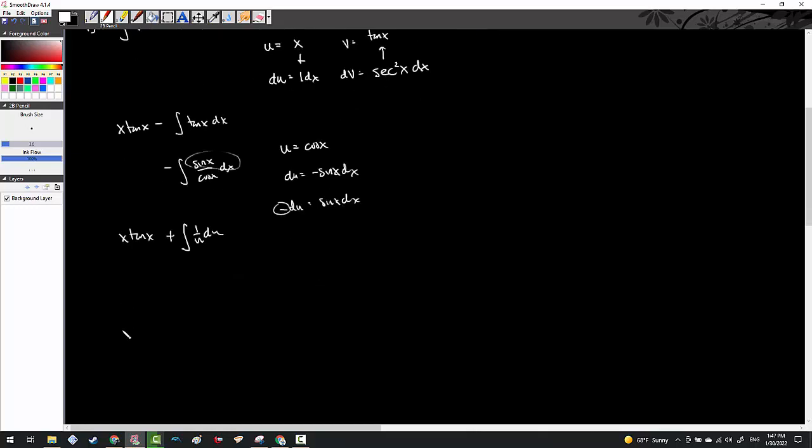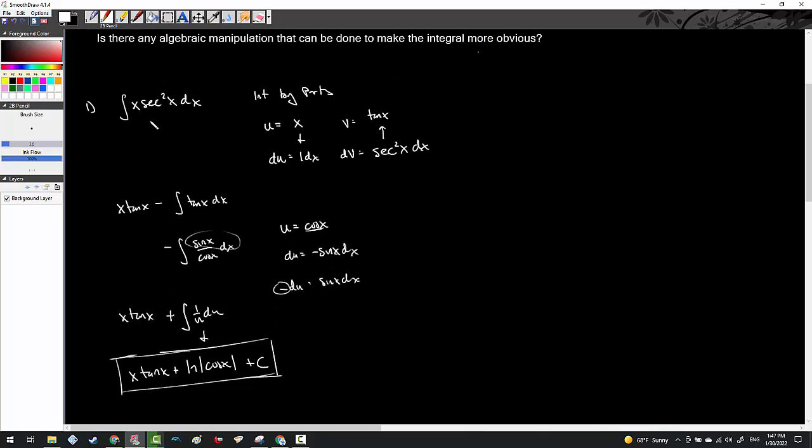Now at this point, I'm going to go ahead and integrate. I'm going to get ln of absolute value of u, but u was cos x the entire time. So I got x tan x plus this guy plus c, and that is my integral. Again, what led me to believe that this was integration by parts? Two things being multiplied, no relationship to each other. Let's move on to number 2.